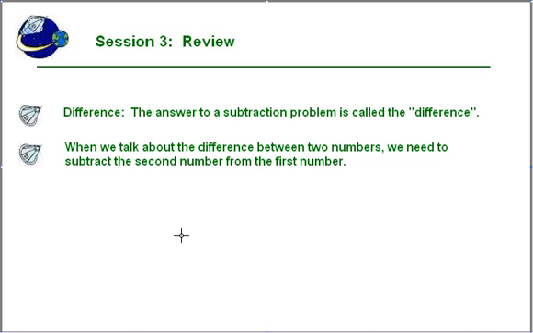Well, my first number is 11, my second number is 8. So I need to take my second number and subtract it from my first. So that would be 11 minus 8. What's the difference between 11 and 8? The difference between 11 and 8 is 3, because 11 minus 8 is 3. What's the difference between 25 and 21? Well, the difference between 25 and 21 is 25 minus 21, which is 4.